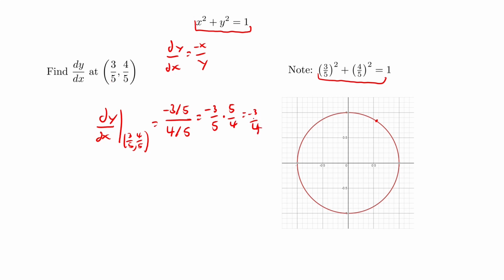So again, the interpretation here is that if I find the point (3/5, 4/5) on my unit circle, then the slope of the tangent line at that point is going to be negative 3/4, which, again, I'm just estimating, but you can see how that could possibly be negative 3/4. It's obviously a negative slope, so if we find the right point, that will be it.